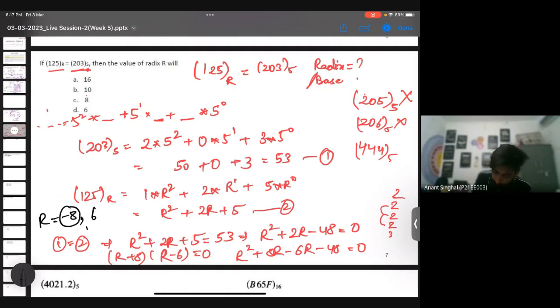So we know that this radix cannot be negative. This number system only applies for the positive values of the integers. So the correct answer to this question will be 6 only, which is option D.